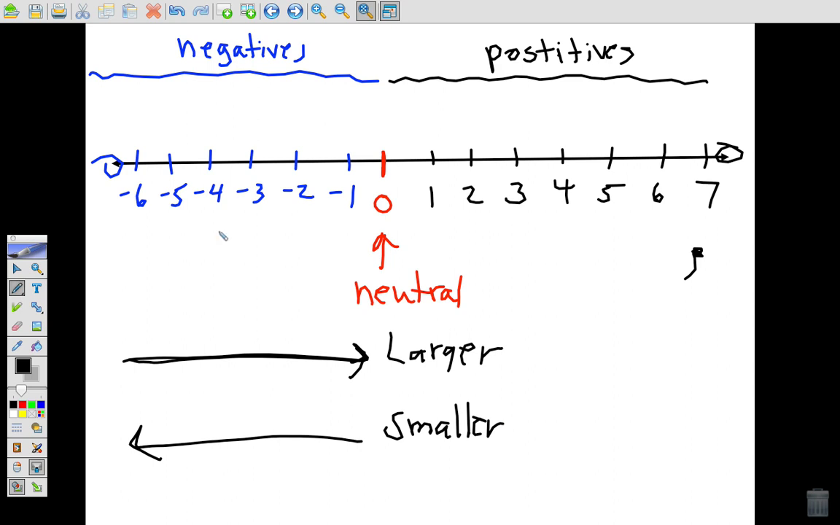For example, a -4 compared to a -5. How about if I wanted to compare those to see which one is larger?